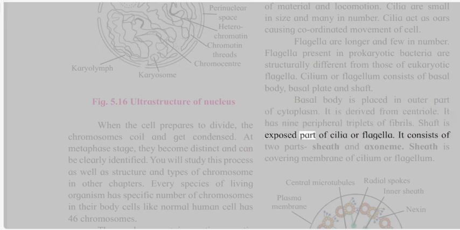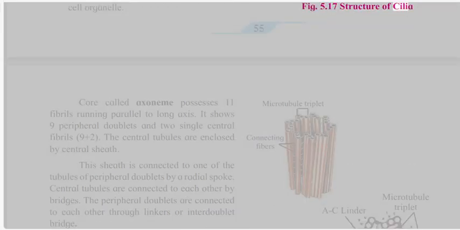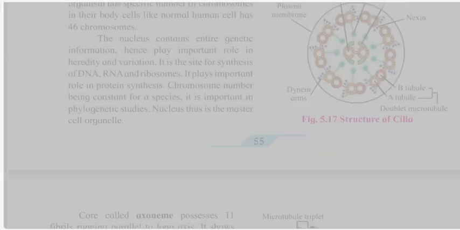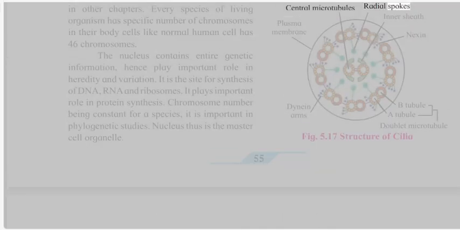Shaft is exposed part of cilia or flagella. It consists of 2 parts, sheath and axoneme. Sheath is covering membrane of cilium or flagellum. Fig. 5.17 Structure of cilia. Plasma membrane, central microtubules, radial spokes, inner sheath, nexin, B tubule, A tubule, doublet microtubule.